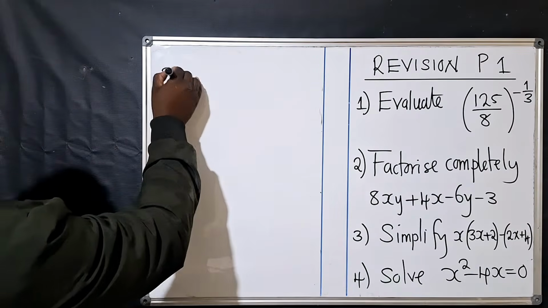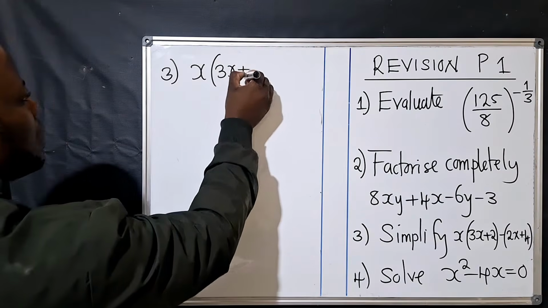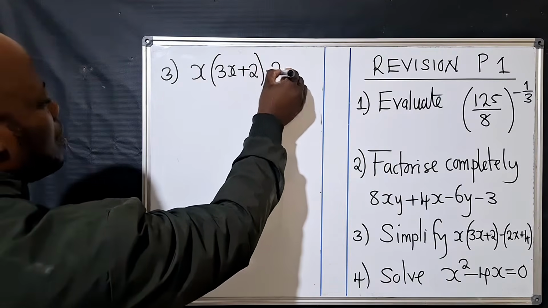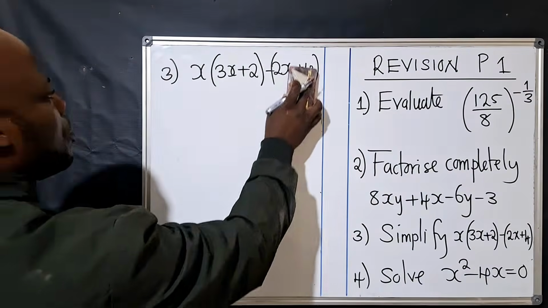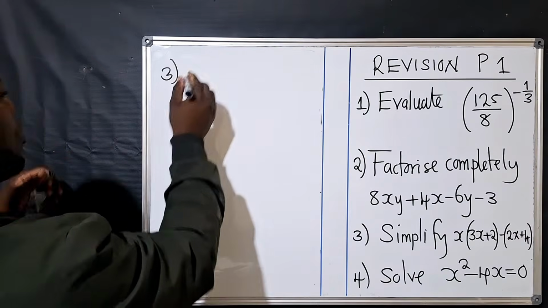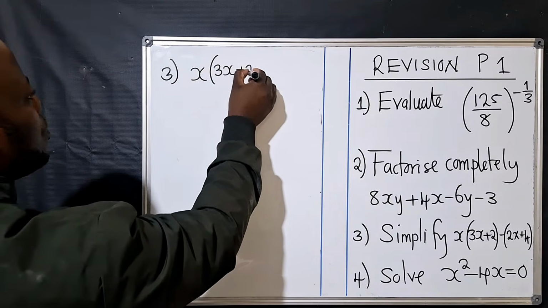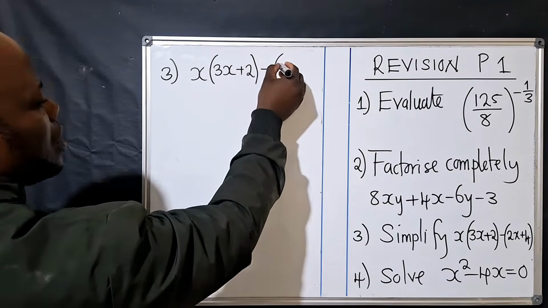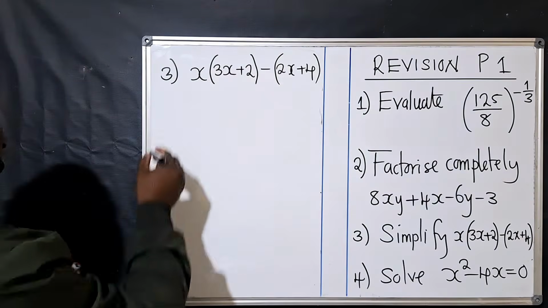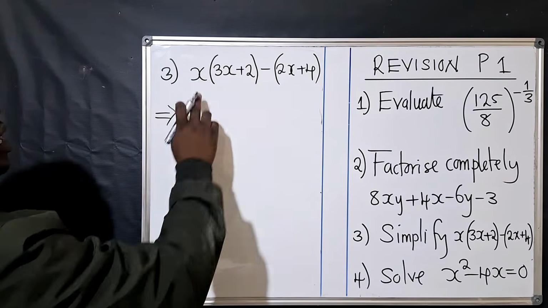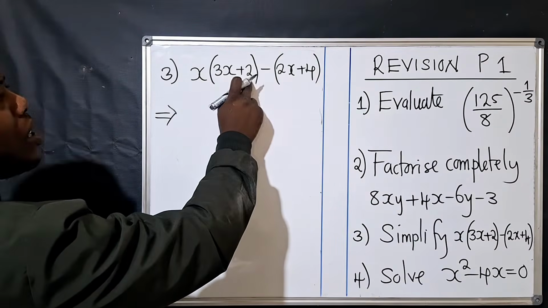They've given us x, open bracket, 3x plus a 2 minus 2x plus a 4. Okay, so let me write it properly. We are simplifying x, open bracket, 3x plus 2 minus 2x plus a 4. So the first thing here to simplify this work is to just get rid of the brackets. So we're going to multiply what is in front of the brackets by everything inside.